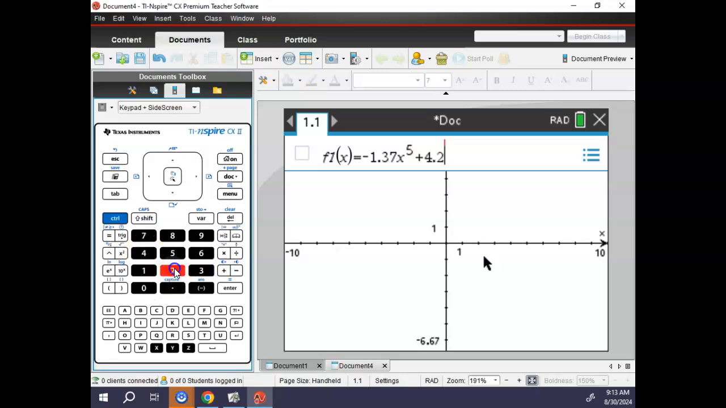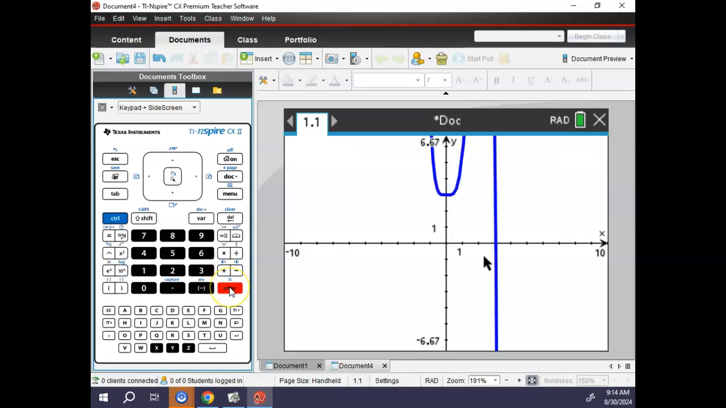Plus 4.218x to the 4th minus 0.357x squared plus 3. Okay. And then always double check that what you typed in is what you intended to type in. I think I'm good. So when I hit enter, this is what I have. Do we all have something that looks like that?